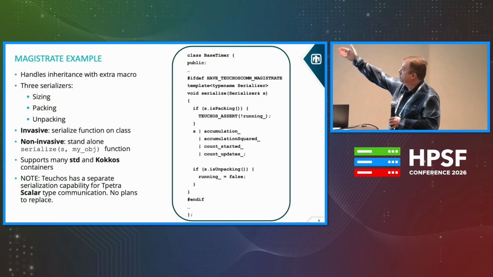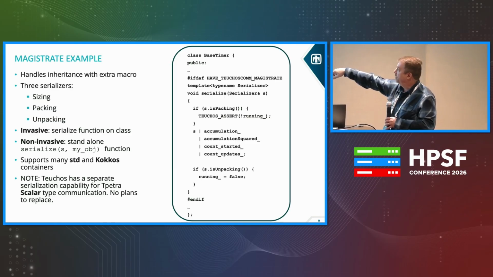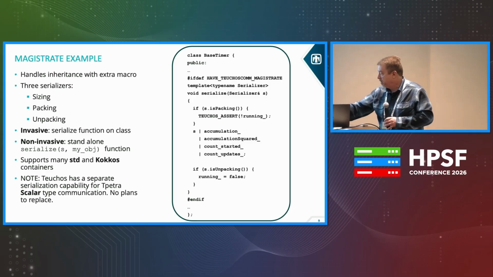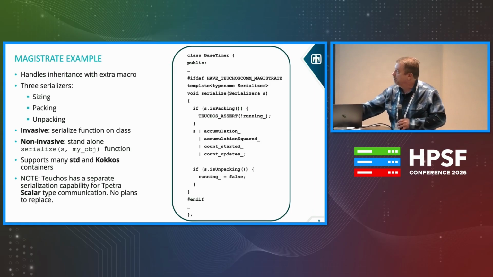In this case, there were just 4 flags, and then a 5th flag, this running flag. Basically, we want to make sure it's turned off. So we just assert, if you're packing the data, make sure the timers are off so that you get the full accumulation of time. And then if you're unpacking, just set running to false. So it's very clean, very straightforward to use this capability.